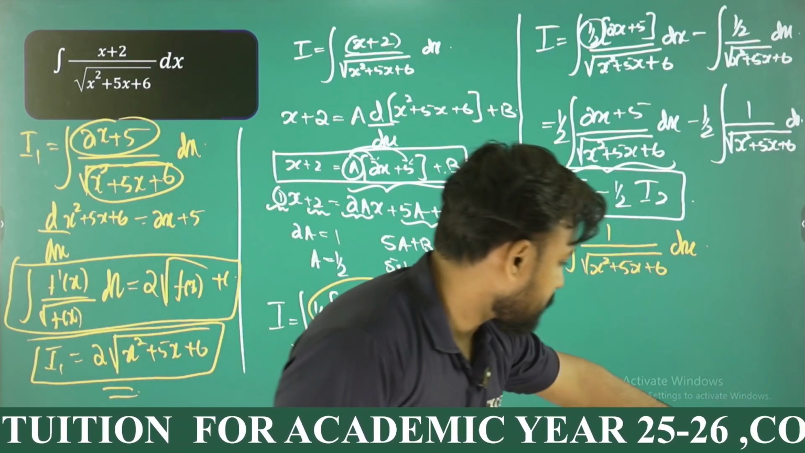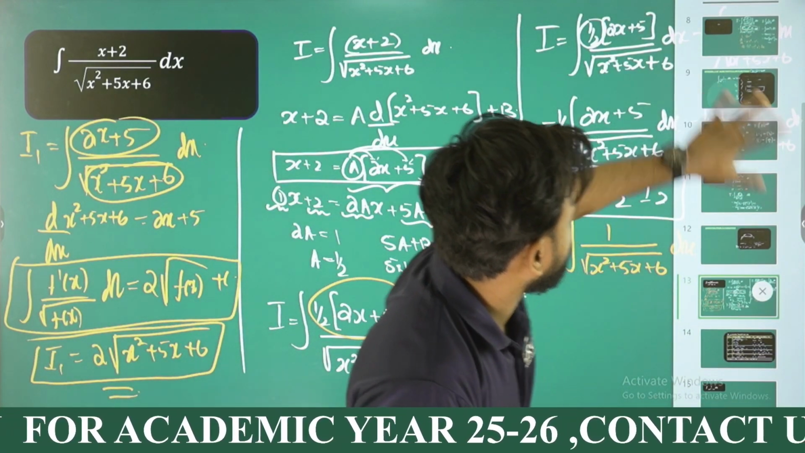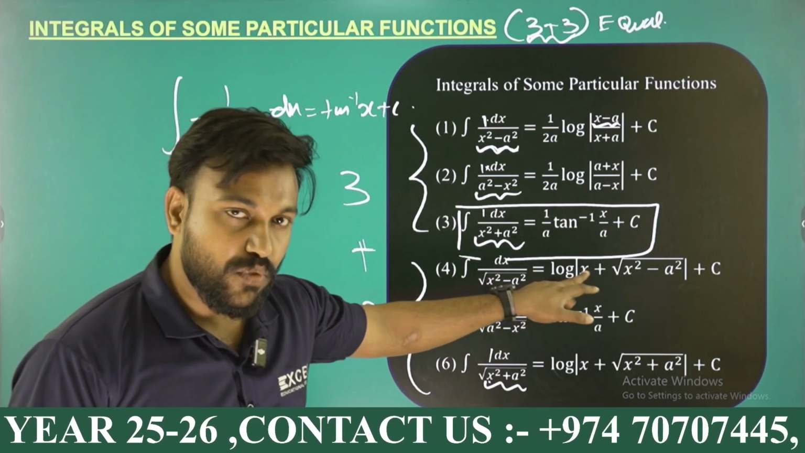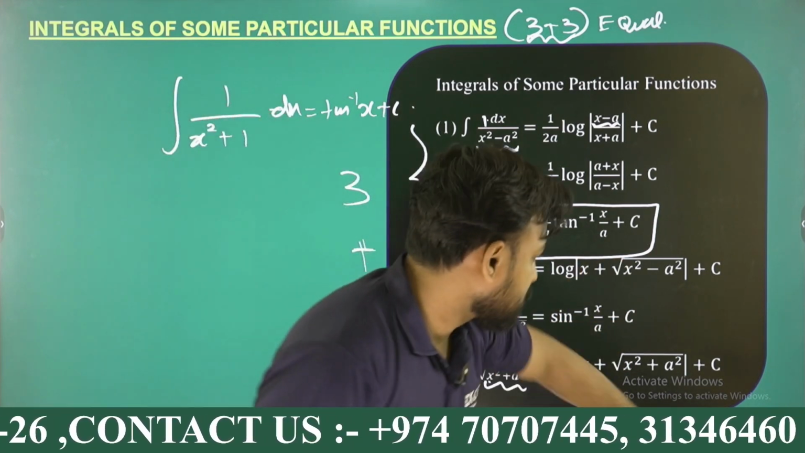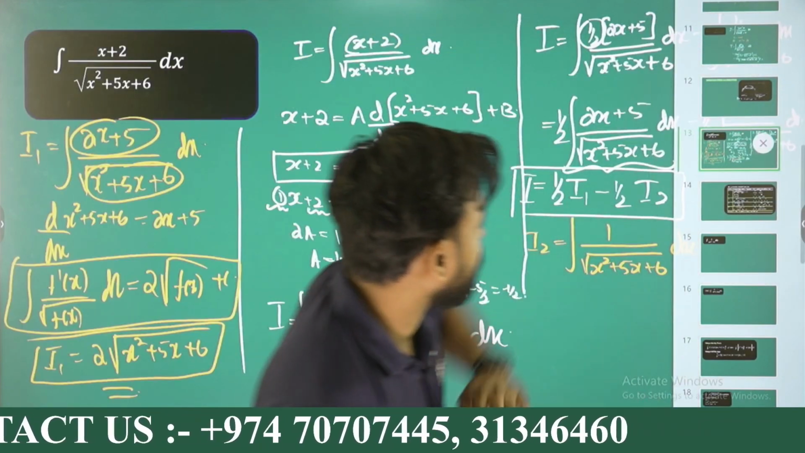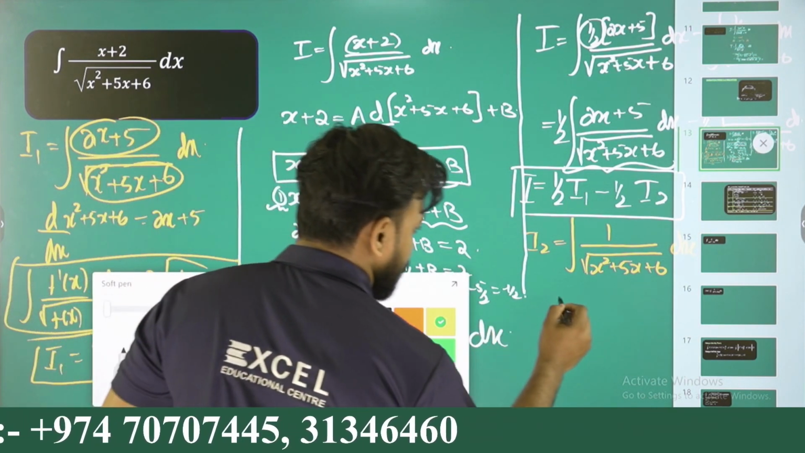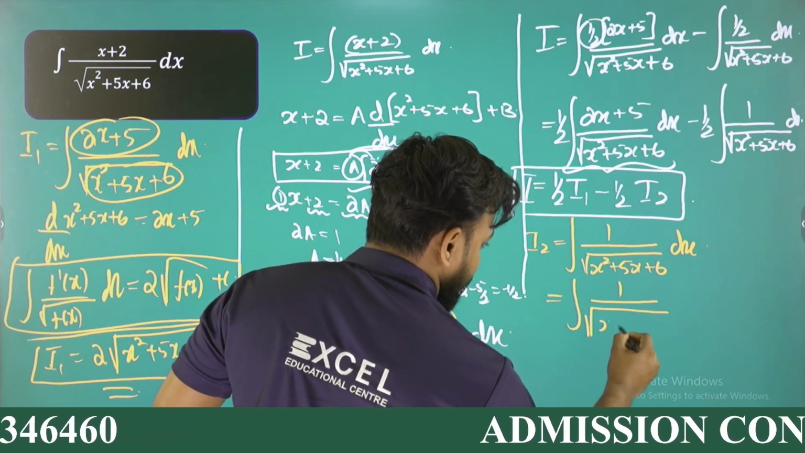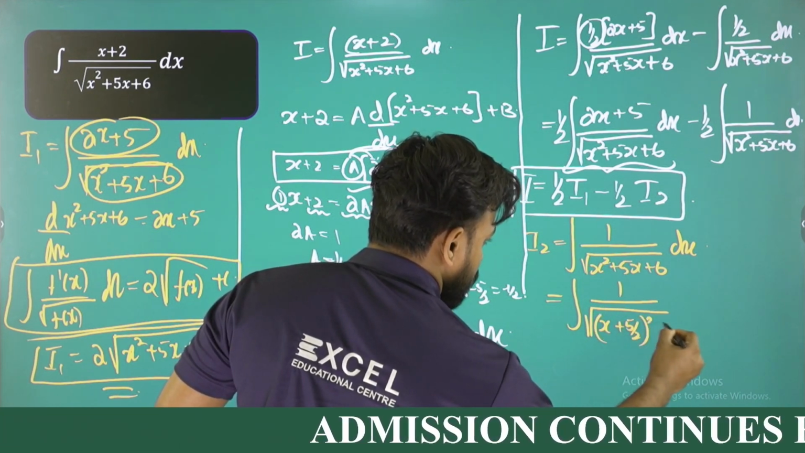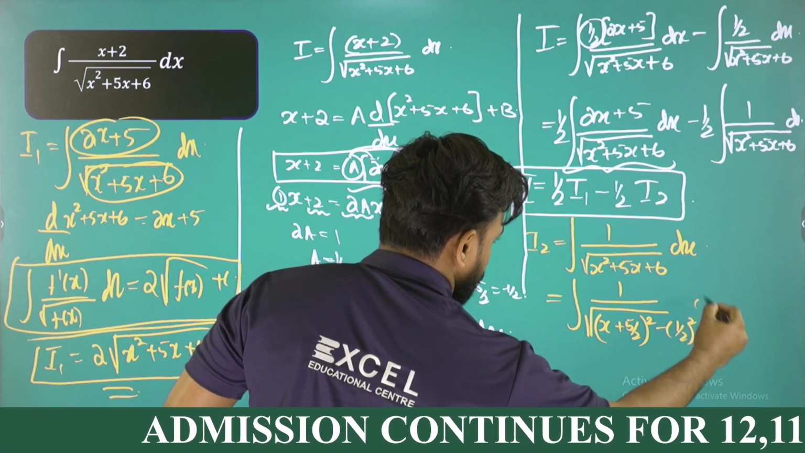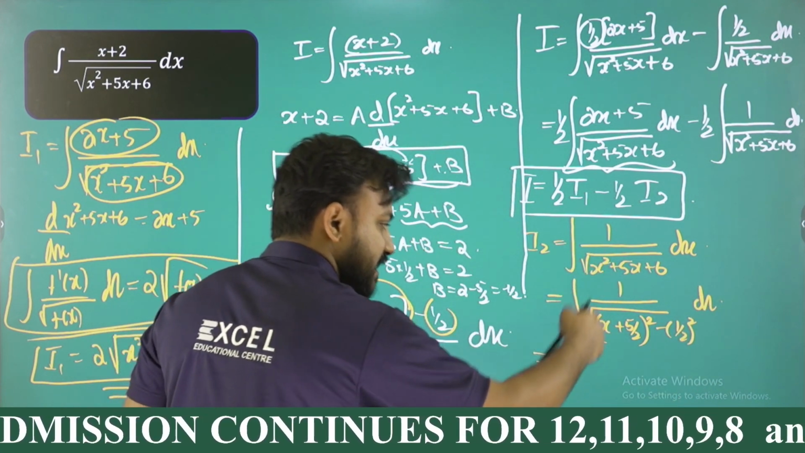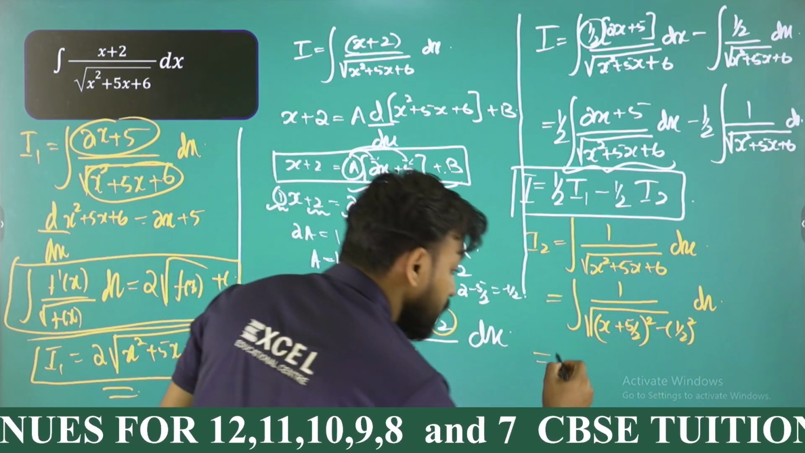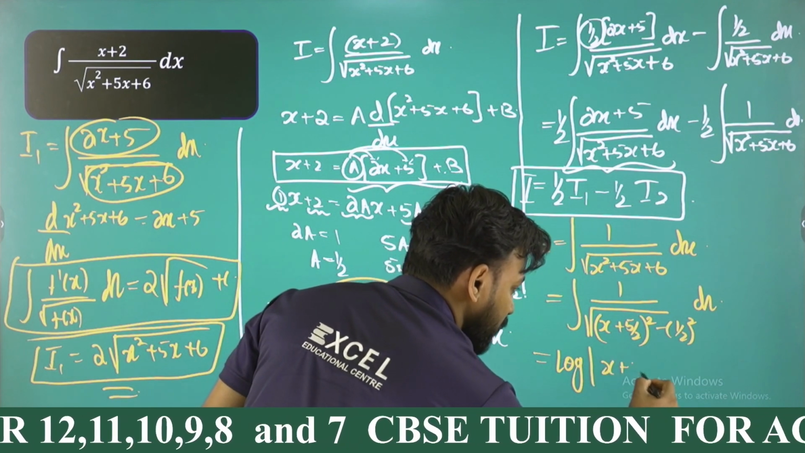Which one? You can see the integral of 1 by root of x square minus a square has this format: log mod x plus root of x square minus a square plus c. So you have to know that equation. Then let me rewrite this as the integral of 1 by root of x plus 5 by 2 the whole square minus 1 by 2 the whole square dx. This is like the integral of 1 by root of x square minus a square, which I showed before is log mod x, where instead of x we have x plus 5 by 2.